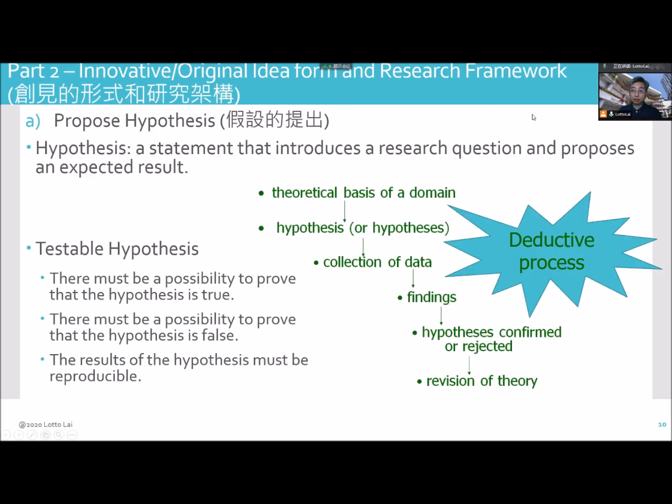Part 2 is how it is formed and what your research framework is. First, you need to propose a hypothesis. A hypothesis is a statement that introduces a research question and proposes the expected result. And then you need to test your hypothesis. There must be a possibility to prove your hypothesis is true or false. The result of the hypothesis test must be reproducible.